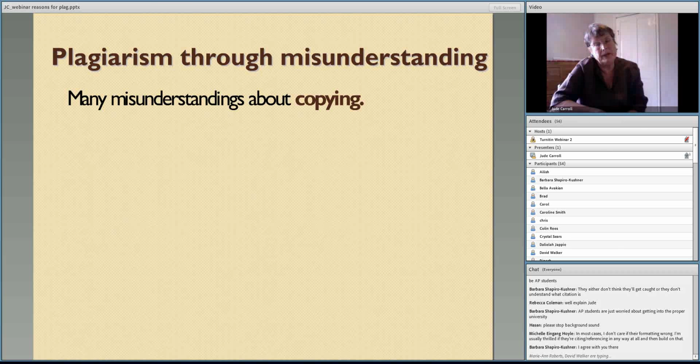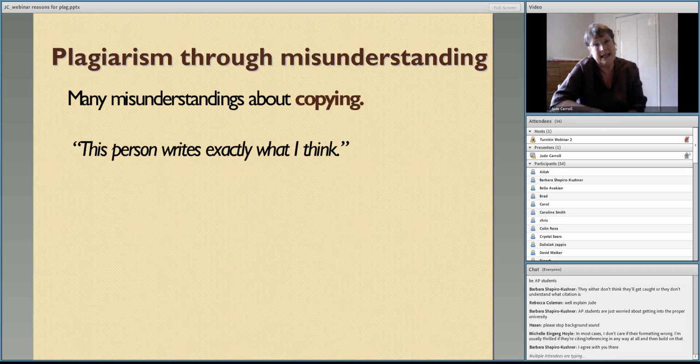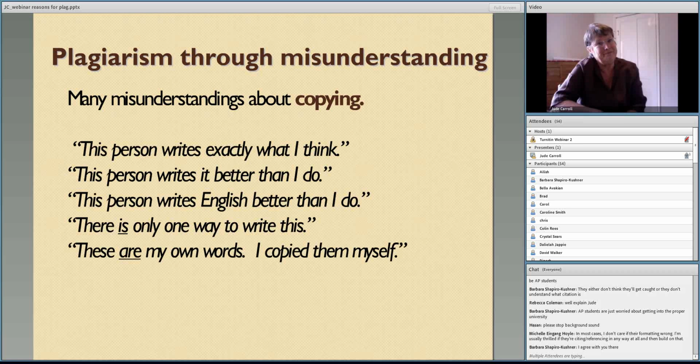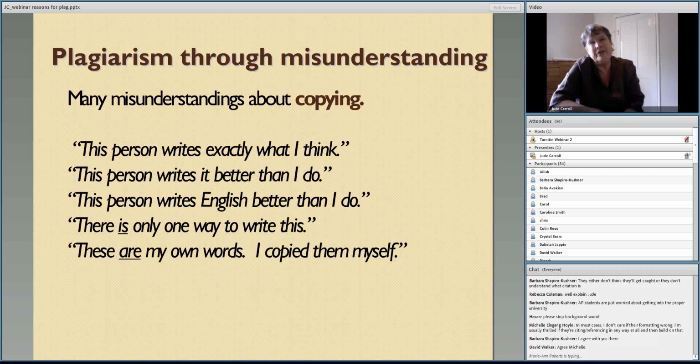So plagiarism through misunderstanding, they say things like, go on, show them to us little by little. This person writes what I think. This person writes it better, writes English better. There is only one way. These are my words. I copied them myself. And I've heard students saying this all the time about copying, and you've probably heard them saying it too. Each one of these statements is a misunderstanding about how copying works and what they should be doing.